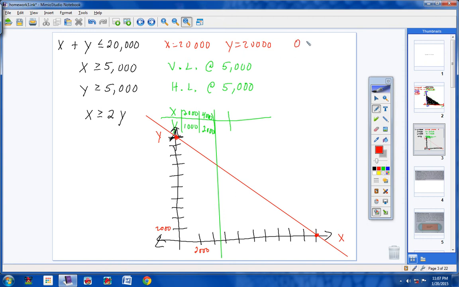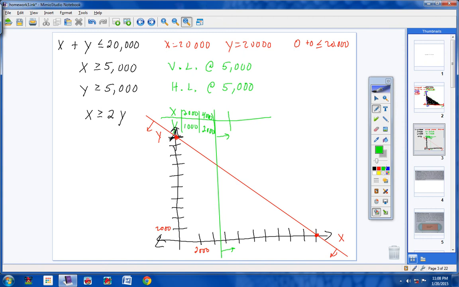If you test 0, 0, you get 0 plus 0 is less than 20,000, which is true. So we're going to shade down. Now on the green line, it's x is greater than 5,000. So on the green line, we're going to shade to the right.